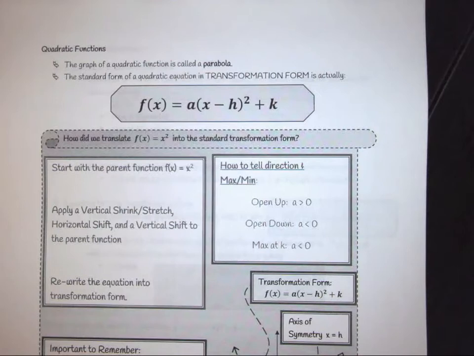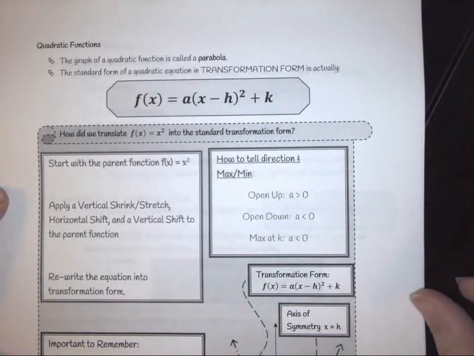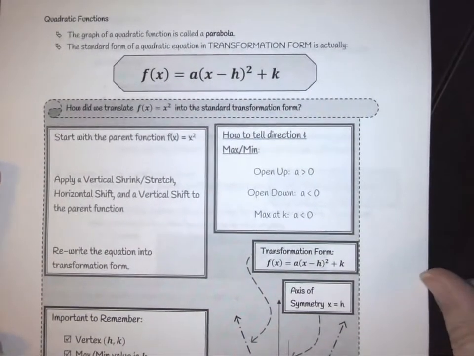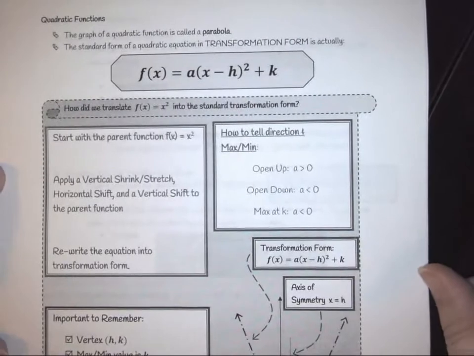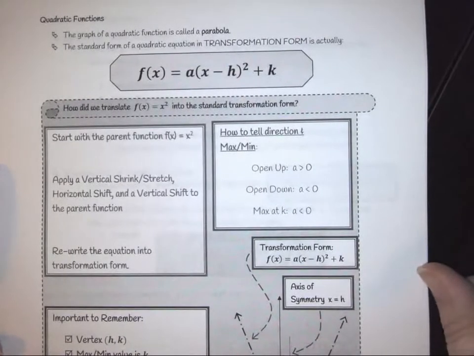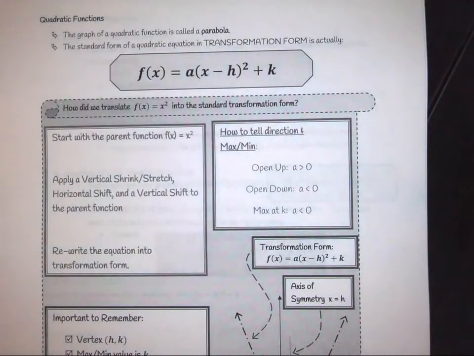Of quadratics. Okay, so we have looked at standard form extensively, and so what we're going to do is now look at a new form, and this form is called transformation form. Transformation form is a form that is used in order to give you all the information you need to graph a quadratic directly out of the equation without having to do extra work.